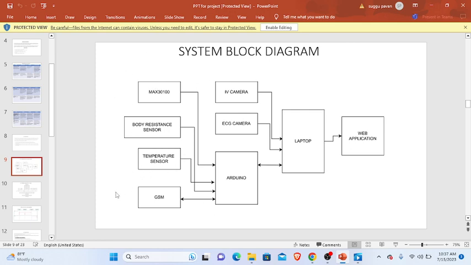And there's a GSM module which is used to provide the alerts based on the blood oxygen level, the temperature levels, and the IV fluid level. The IV camera is used to detect the IV fluid level, and it will be displayed on the web page. And these three sensor values will also be displayed on the web page through the Arduino and the laptop. And the ECG camera live feed will also be displayed on the web application.